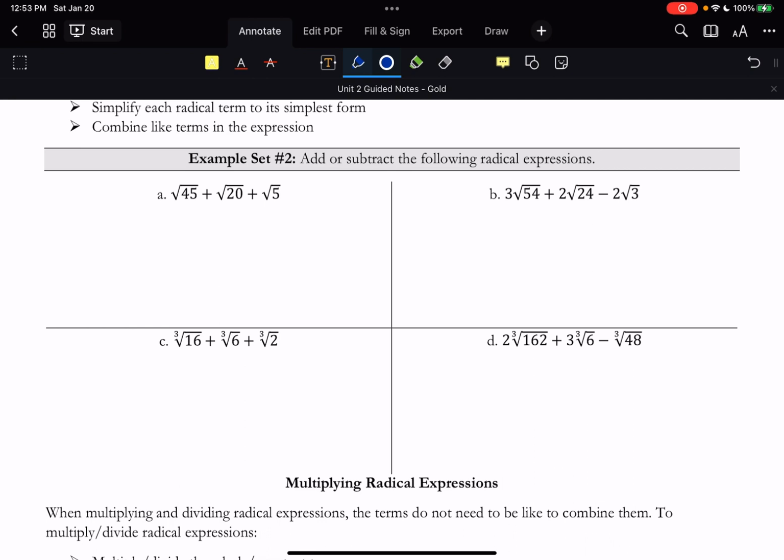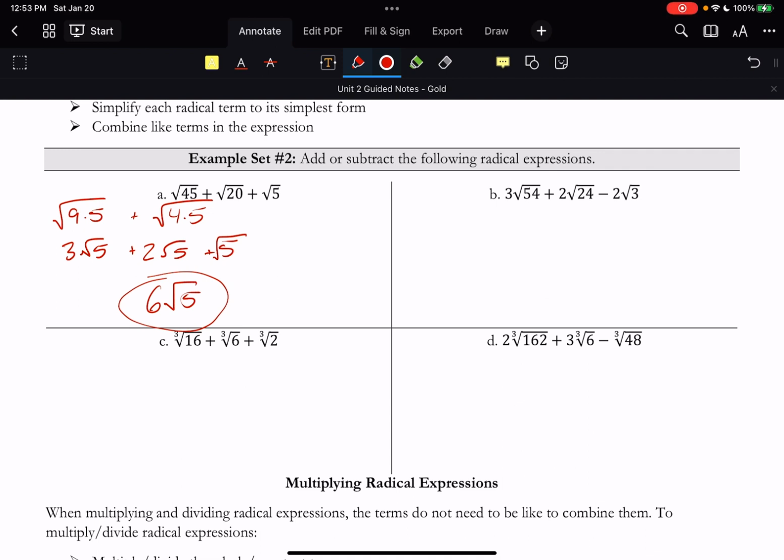The square root of 45 is 9 times 5, and I know that the square root of 9 is 3, so that gets me 3 radical 5. The square root of 20 is 4 times 5, and I know the square root of 4 is 2, so that gets me 2 radical 5. And then plus radical 5. There is an unwritten 1 in front of that square root sign. So what I do is I add the coefficients together. So 3 plus 2 plus 1 is 6 times the square root of 5. And that is that simplified down.